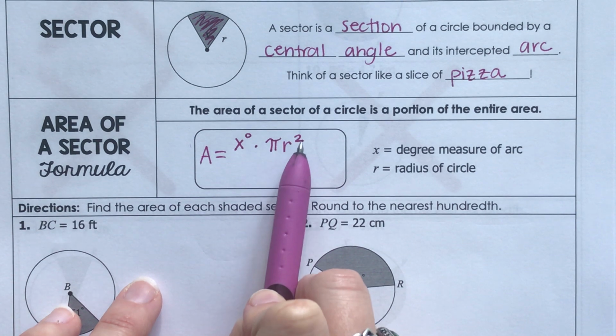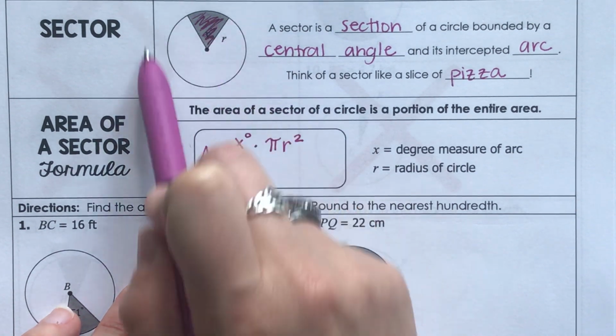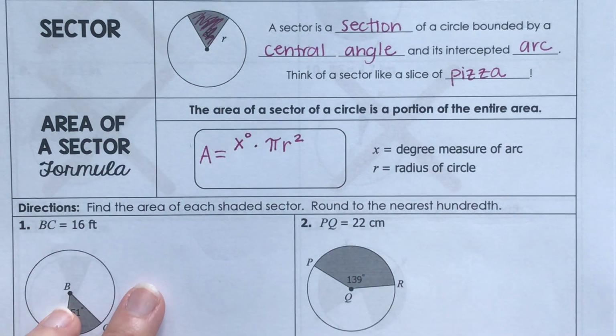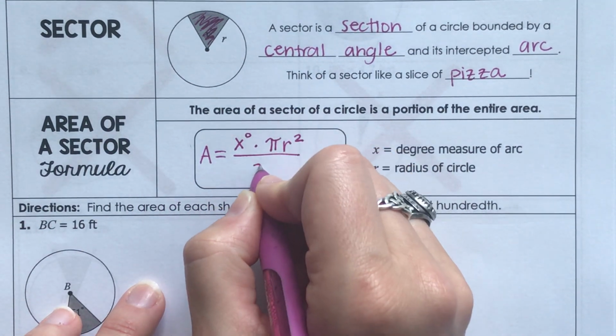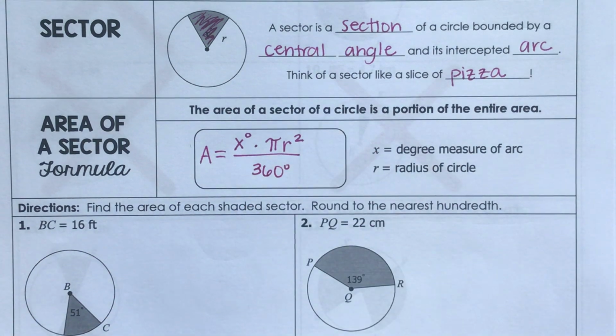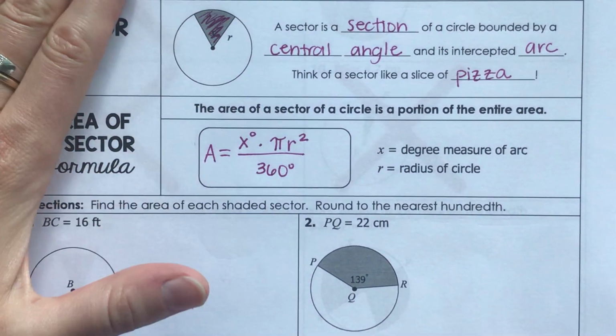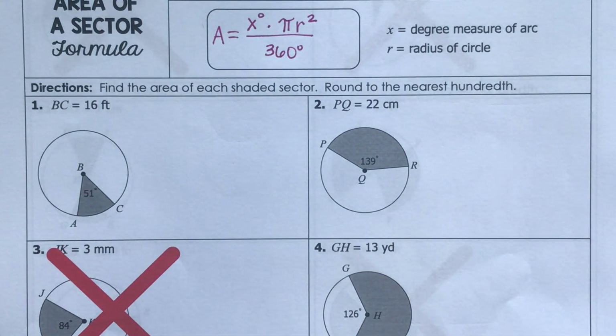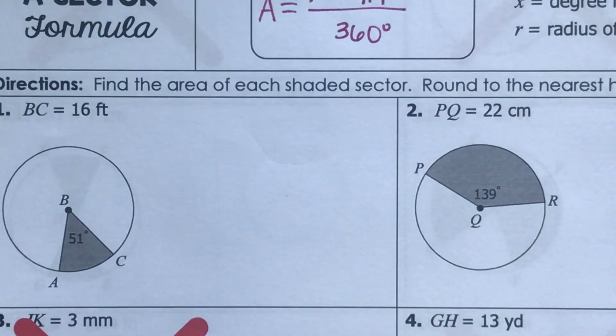That's the radius squared times pi. That's how you find the area of a circle, and we're talking about area of a sector, so it makes sense. And then I'm dividing it by 360 because in a circle I have 360 degrees. So let's see how easy this is. We're going to find the area of each shaded sector, and we're going to round to the nearest hundredth.